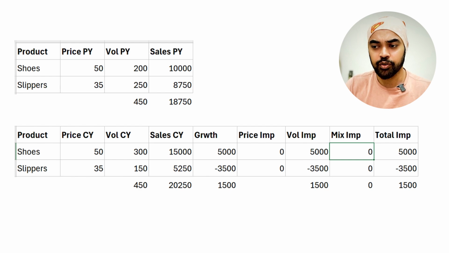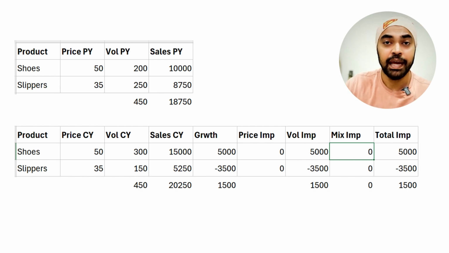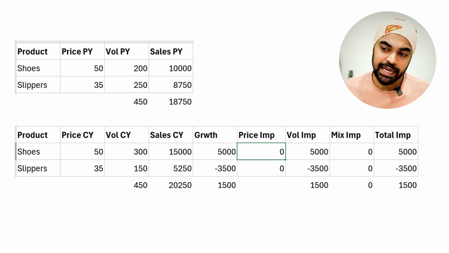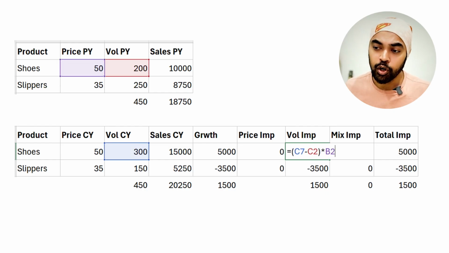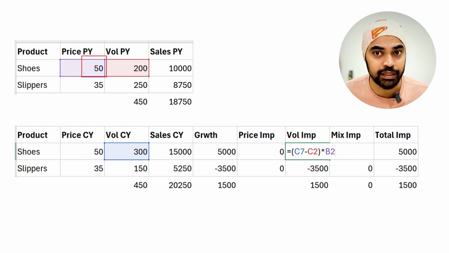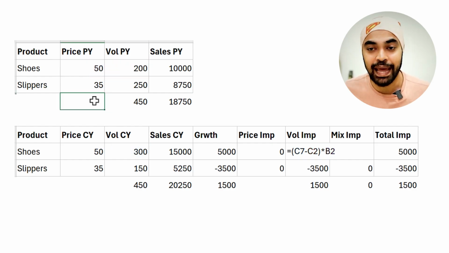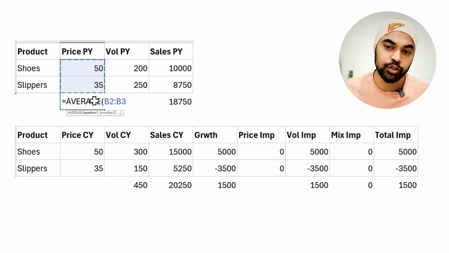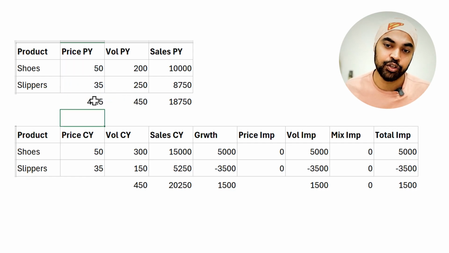Now that you've understood this, let's revise the mathematics here and try to come up with the right numbers. My price calculation is going to be the same. My volume calculation is not going to be hinged on the price of last year. However, it's going to be hinged on an average price. So I'm going to find an average right here. What's the average of these 2 products? Press enter, and the average is 42.5.